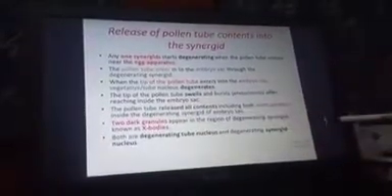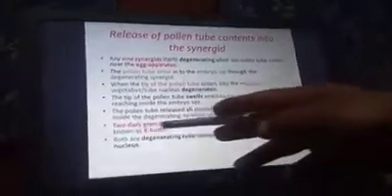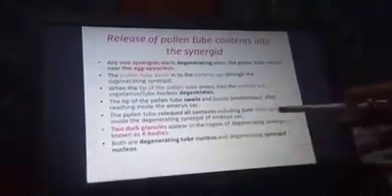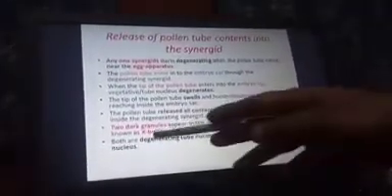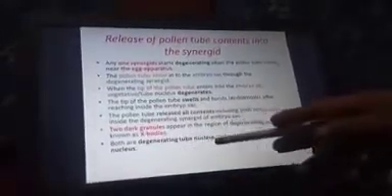of the embryo sac. Here you can observe two dark granules appear in the region of the degenerating synergid. These are known as the X bodies. They are the degenerating tube nucleus and the degenerating synergid nucleus.